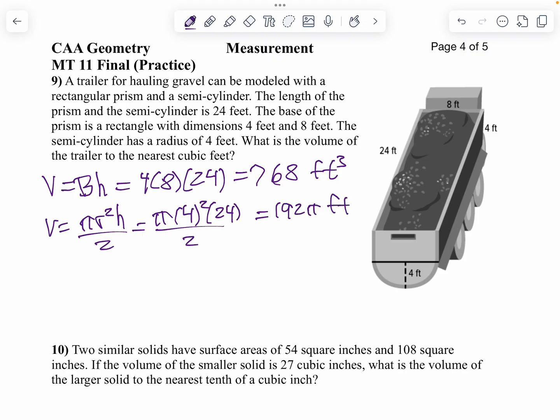And then to find the total, we're just going to add that up, and we're going to round our answer to the nearest cubic foot. So if I take 192 times pi, and I add 768, I should get 1371 cubic feet. And then we have that one.